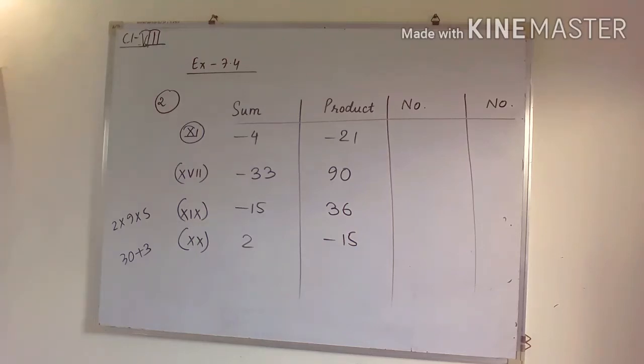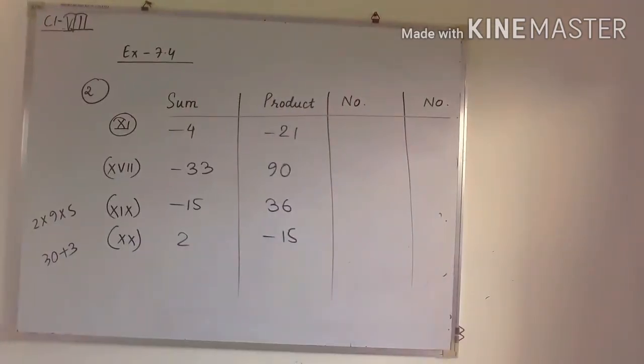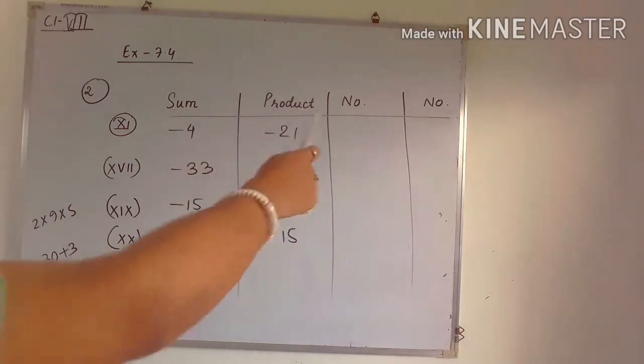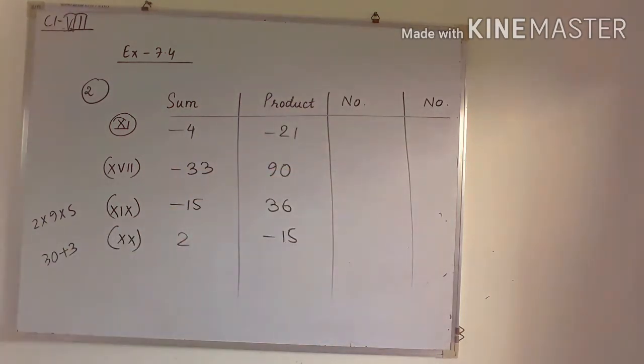So see, already I have given you the task. I have told you to do question 1 and 2. So first of all, before starting question number 3, I am going to do some questions of 2 so that you can understand it in a better way. Okay. So you can see here what is given. The sum is given and product is given, and you have to find the two numbers.